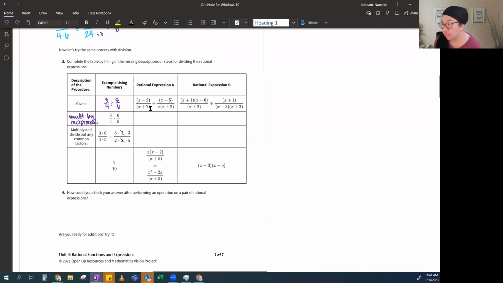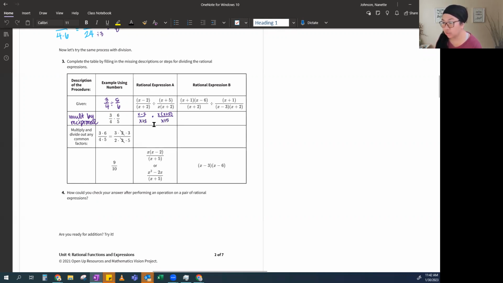So here, you're going to do the same thing. You're going to write out the first fraction. You're going to multiply by the reciprocal, so the bottom goes to the top and the top goes to the bottom. If I had time to explain why you actually divide by the fraction, I would. So maybe I'll explain that another day. Then you multiply and divide out any common factors, right?